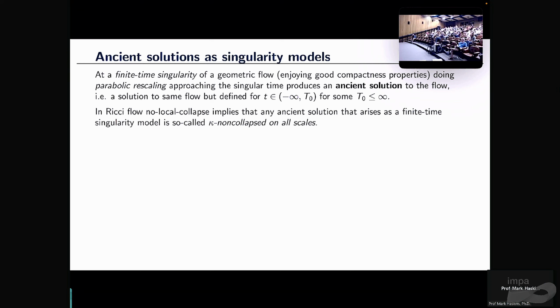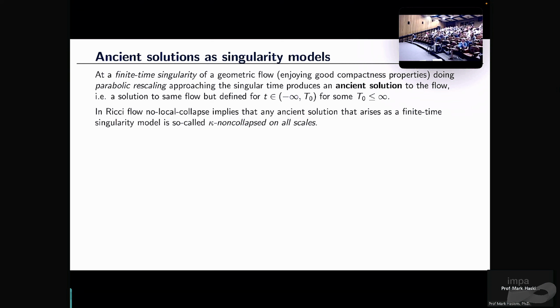And then because you're zooming in close to this singular time with this parabolic rescaling, what you will end up with, thanks to your compactness theorem, is going to be another solution to the flow. In general, it's still going to stop at some finite time. But previously, it just existed on some finite lifetime. Now this thing extends all the way back to time minus infinity. So that's what's called an ancient solution to the flow.